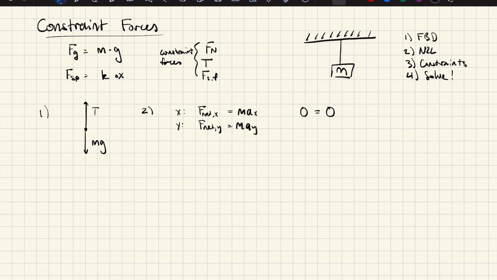But if we look at the y direction, we know that we have a tension force pointing up, so I'm going to write plus T. We know we have our gravitational force pointing down, which gives us our minus mg. And this should tell us what the total acceleration is in the y direction. And because we don't know what the acceleration is in the y direction yet, we'll leave this as m times a_y, right?